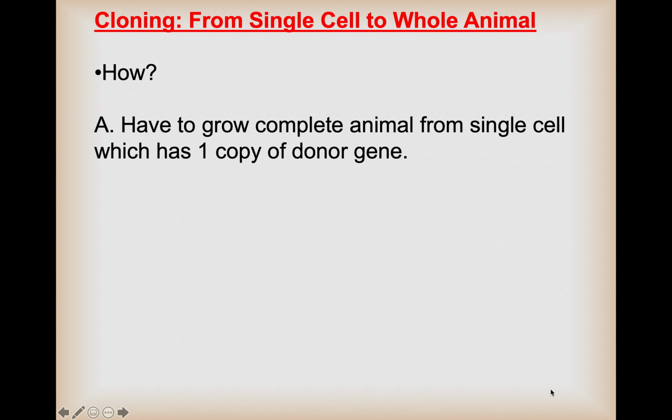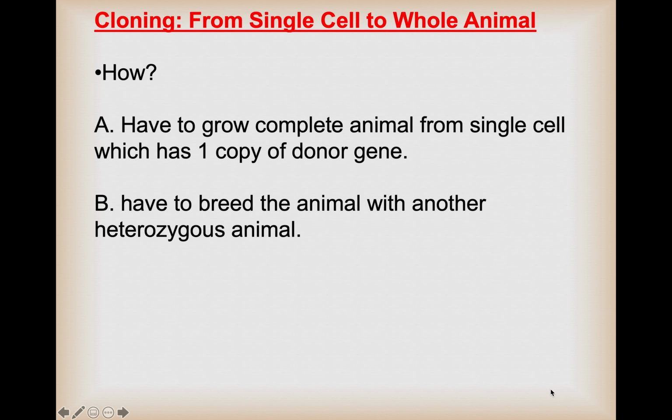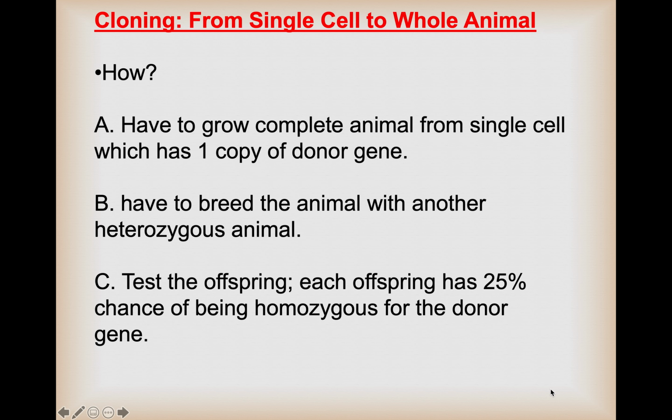Okay, so let's start with hopefully the last part of our lecture today, cloning from single cell to whole animal. Again, bear in mind this is theoretical, right? So how do we do it? Well, the first step is you have to grow a complete animal from a single cell which has one copy of the gene. That is the rule. Secondly, you have to breed the animal with another heterozygous animal to ensure that the gene is stably integrated. And C, you have to test the offspring, whereby each offspring has to have at least a 25% chance of being homozygous for the donor gene.